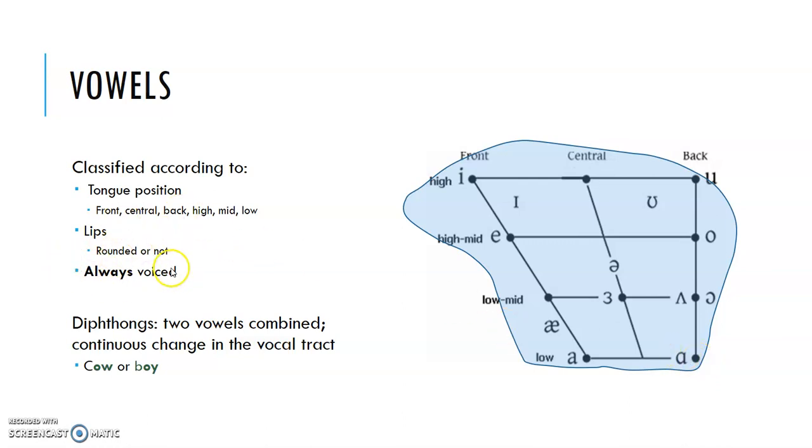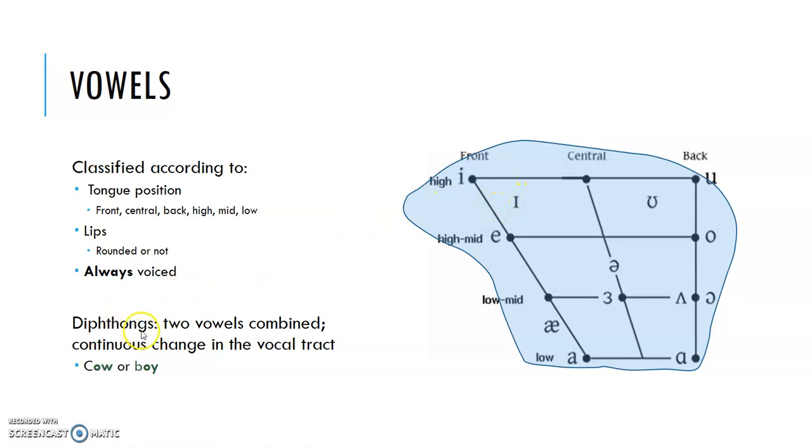Vowels are always voiced. You're not going to have a voiceless vowel, but it may change according to if the lips are rounded or not. So, for instance, with E, we have a fairly flat line in the lips, so these are not rounded. And then we have oo, which is a rounded vowel.